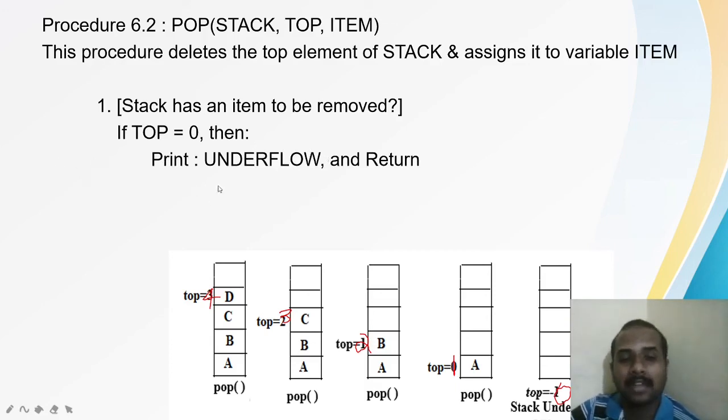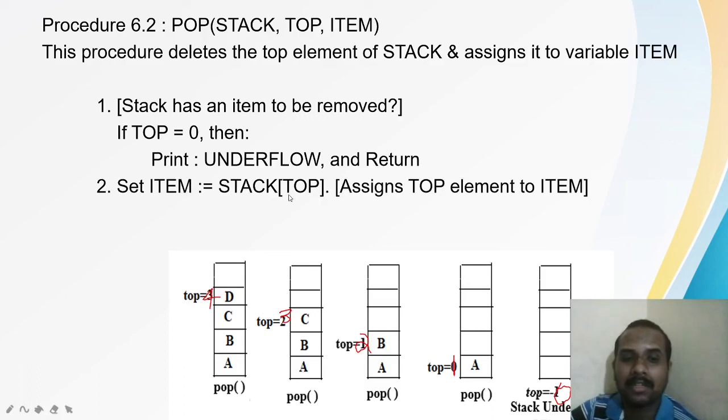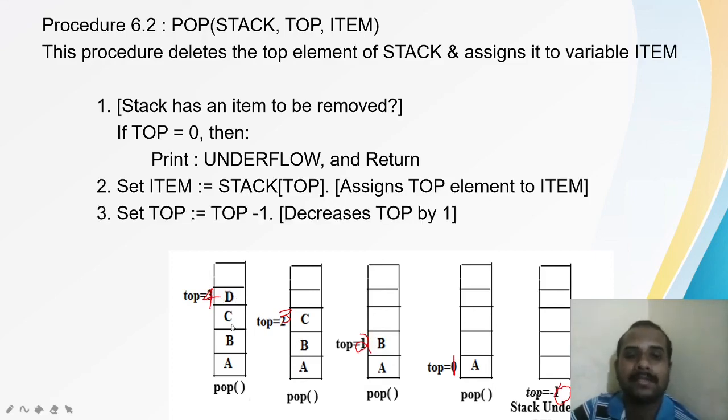But if that is not the case, for example, this one, top is 4, then what you have to do? Then you have to create one variable, that is item, which will be holding the value. So item is equal to top of the stack. Now D is copied to the item. Afterwards, you have to decrement the top of the stack. How much will it be decremented? You will be decrementing it by 1. So top is equal to top minus 1. Return, that means coming out.